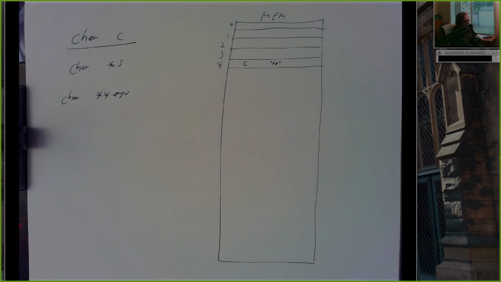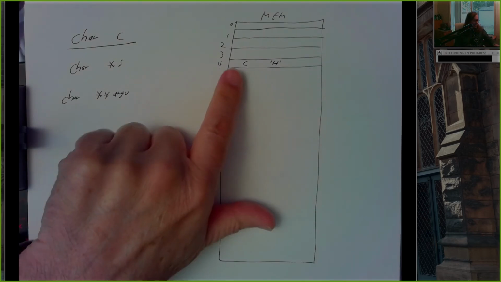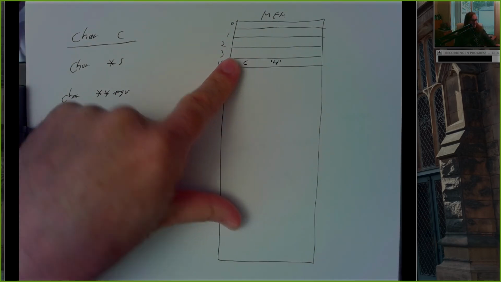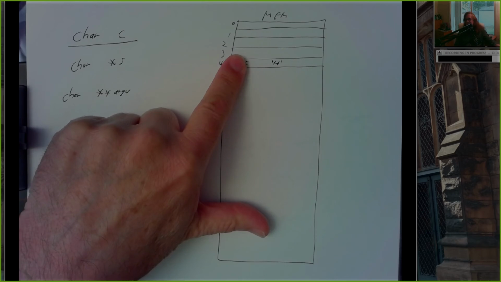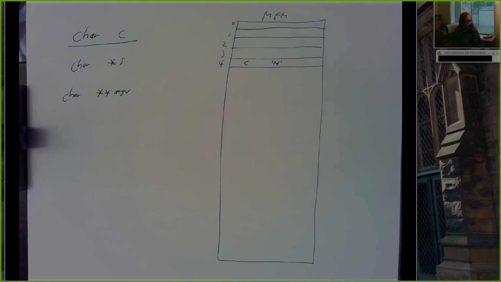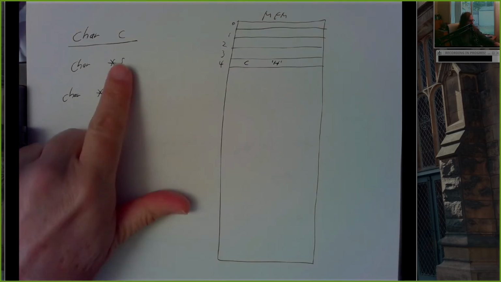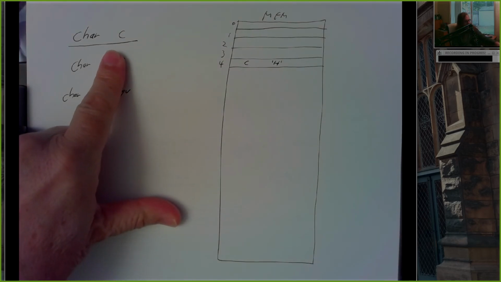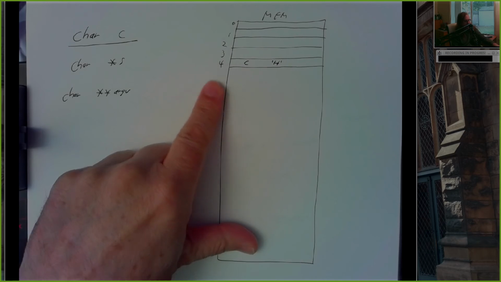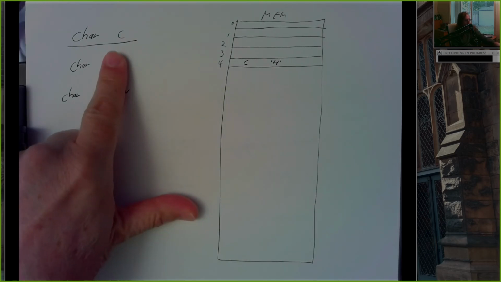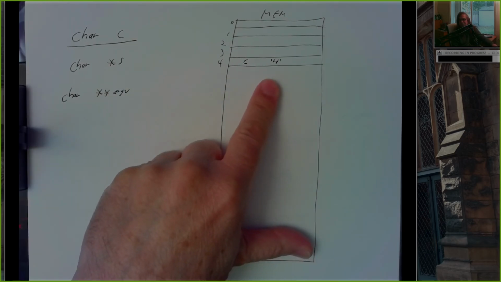And if I say integer I and it decides to store I at location 2 and I say I equals 17, then memory location 2 contains a 17. So that's pretty direct, right? There's a location dedicated to this variable. In this example, it's location 4 in memory. And whatever C is equal to, you'll find that value at that location in memory.